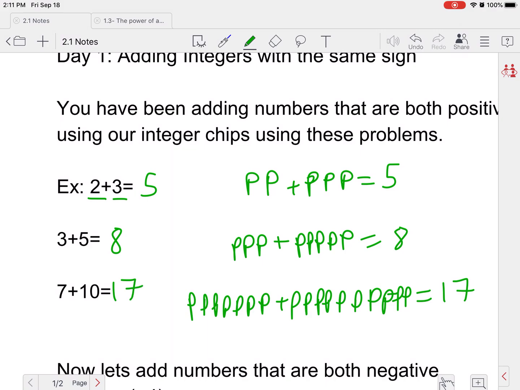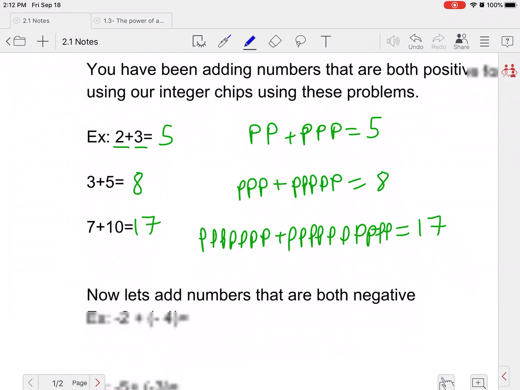Now again, you did this a little bit when you were in elementary school, maybe a little different, you might have been counting on your fingers. But we can do the same things with negatives, and that's really what chapter 2 gets into, is how do we add and subtract with negative numbers.